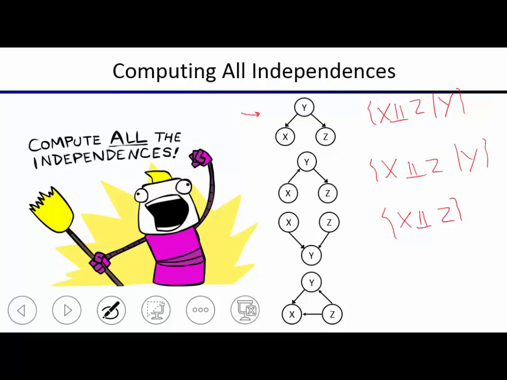So these are our sets of conditional independencies. Now how about the last one? What's going on there?